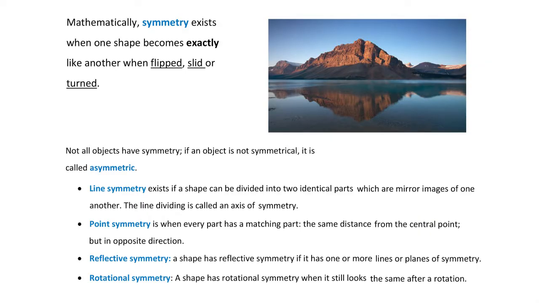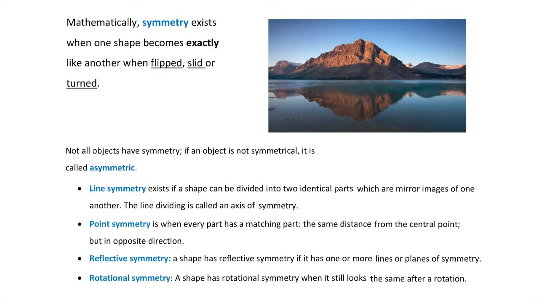In this lesson, we want to look at symmetry. What do we mean by symmetry? Mathematically, symmetry exists when one shape becomes exactly like another, when flipped, slid, or turned. Not all objects have symmetry. If an object is not symmetrical, it is called an asymmetric object.